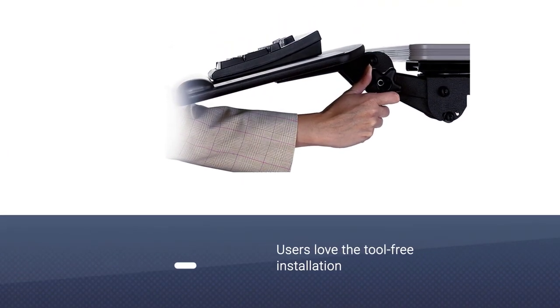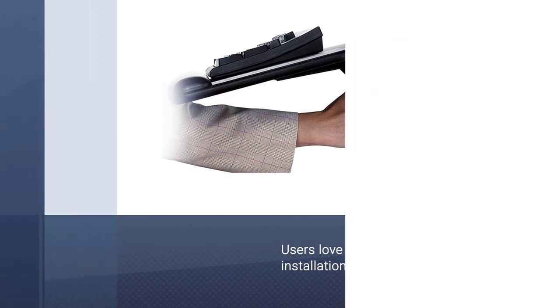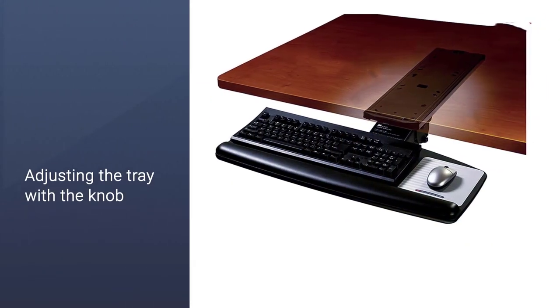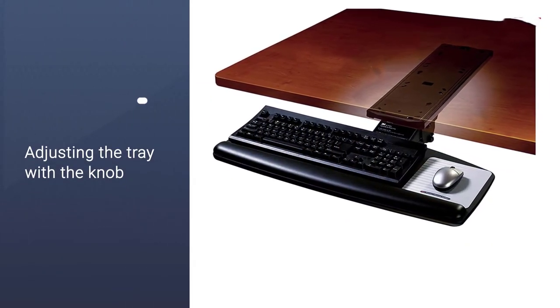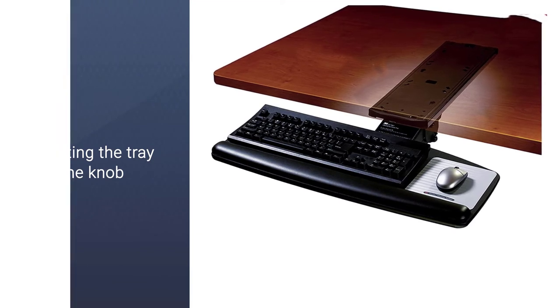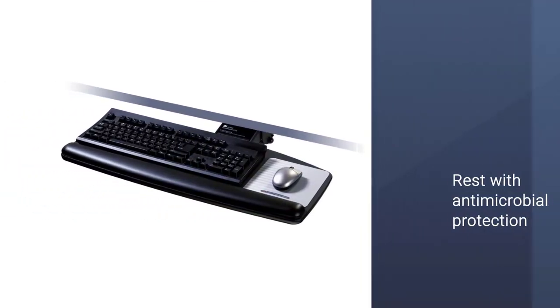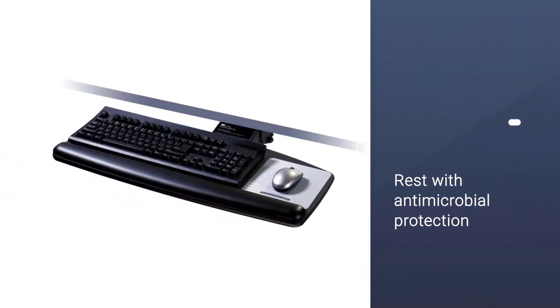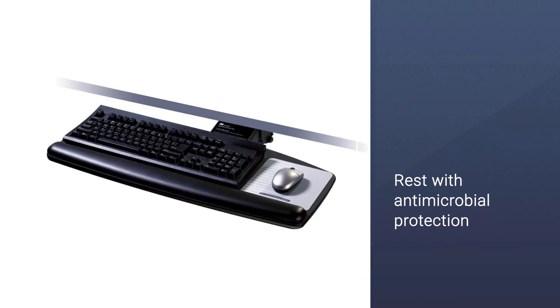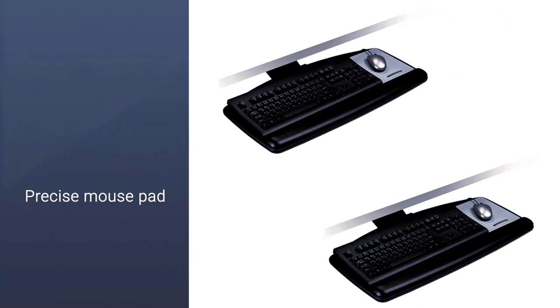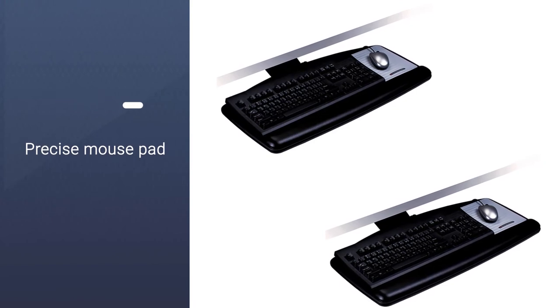55 × 66 × 4.6, and it features a standard all-in-one keyboard platform, which is big enough for your keyboard and mouse, a gel wrist rest with antimicrobial protection, and a precise mouse pad, which you can position left or right on the keyboard. Another great feature of this product is that you can adjust the height and the tilt easily by loosening and tightening a knob.